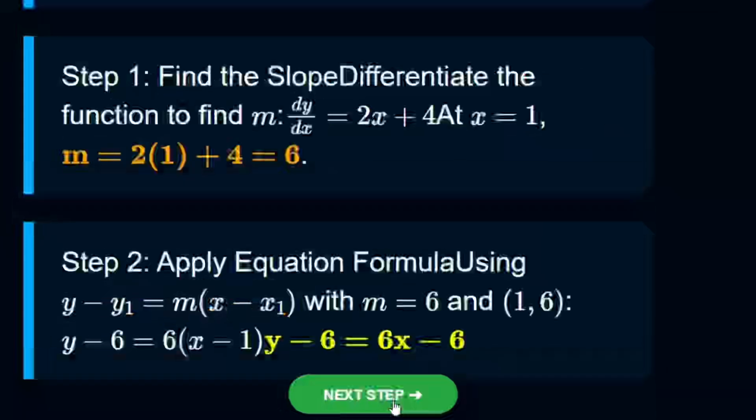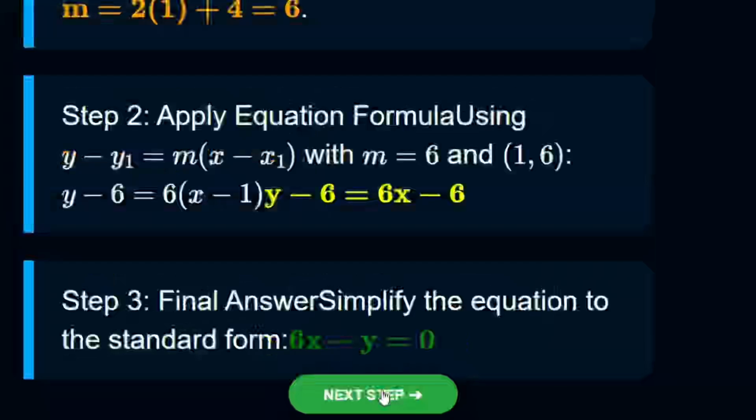Next, the equation of the line: y minus y1 is equal to m into x minus x1. So m is equal to 6. So y minus 6, because the point is (1, 6). So y minus 6 is equal to slope 6 into x minus 1. That is y minus 6 is equal to 6x minus 6. After solving you will get the equation 6x minus y is equal to 0. So let's move to the next problem.